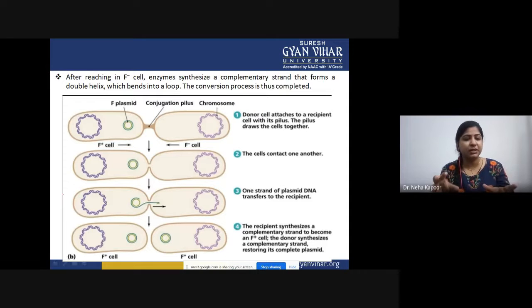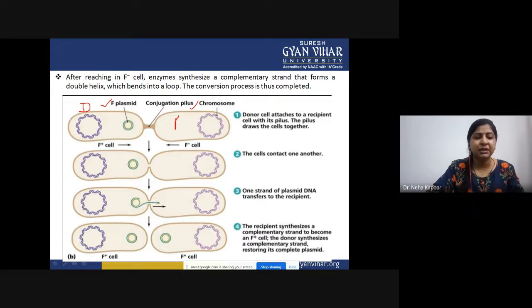Let's see the picture of it. These are the steps. This is an F positive cell. This is an F negative cell. That means this is the donor cell and this one is the recipient cell. So in the first step, what is happening? Donor cell, due to the presence of this F plasmid, will encode certain proteins that are required for conjugation tube or pilus formation. The pilus would be formed. It will attach to the cell wall of the recipient bacteria. Once this is formed, the cells make close contact, as you can see. The close contact has been made.